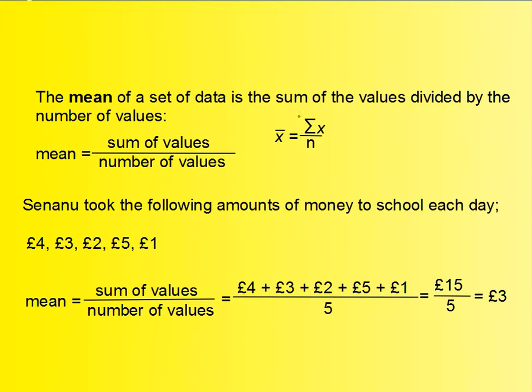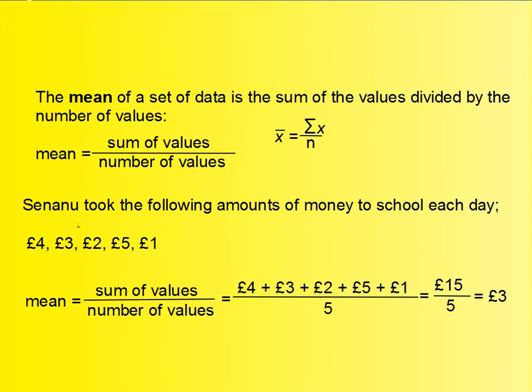Mathematically, that is expressed by this formula here. The symbol for mean is x bar, x with a line on top, and it is the sum of the values, so sigma x, divided by the number of values, represented by the n here.